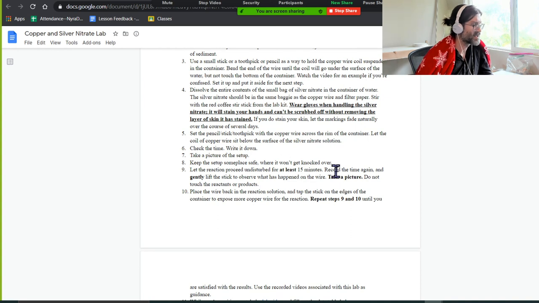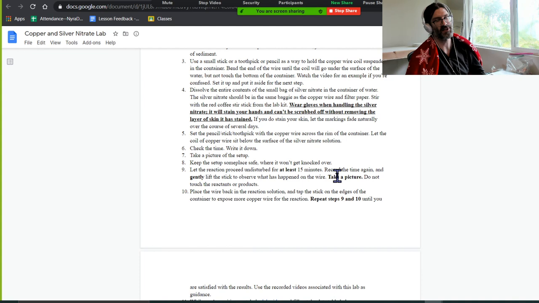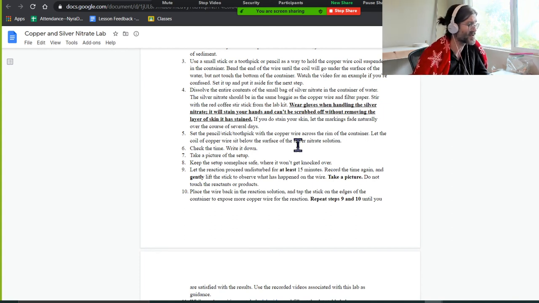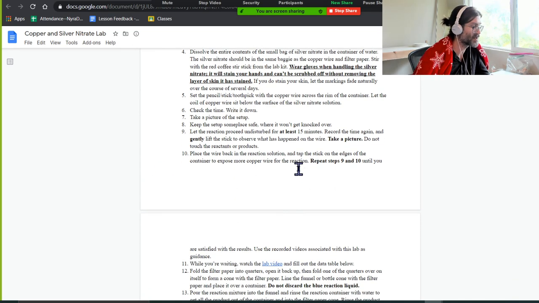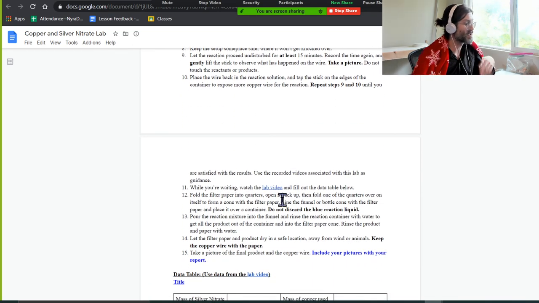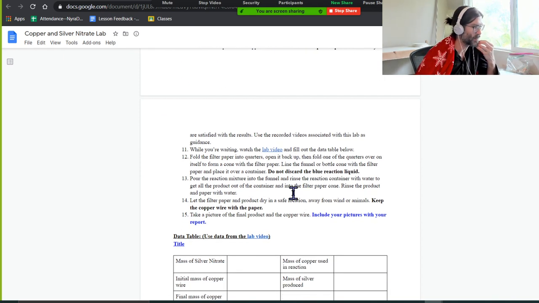Procedures: silver nitrate will stain everything it touches. That includes your skin. If you get silver nitrate on your skin, don't try to scrub it off. Just let it fade naturally. It'll go away eventually, but if you try to scrub it off, you'll just hurt yourself. Take pictures to record your reaction. While you're waiting for the reaction to proceed, watch the lab video and fill out the data table.